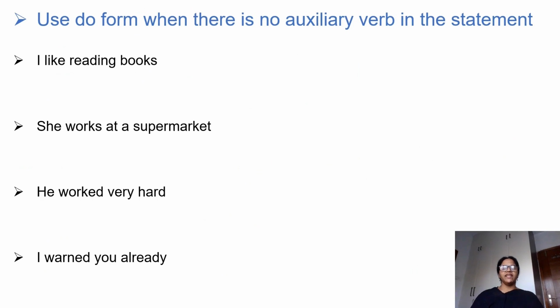There are certain statements in which you may not find any auxiliary verb, especially when the sentence is in simple present or in simple past. There will be no auxiliary verb. In such a case, what do we need to do? If you do not find any auxiliary verb, we need to take the help of the do form. What are the do forms? Do itself, does and did.